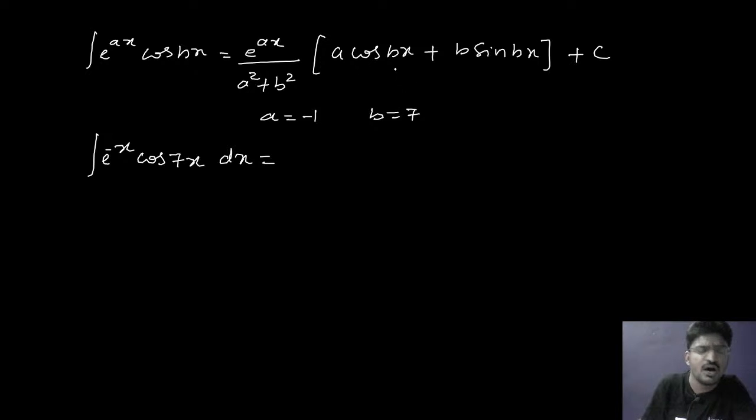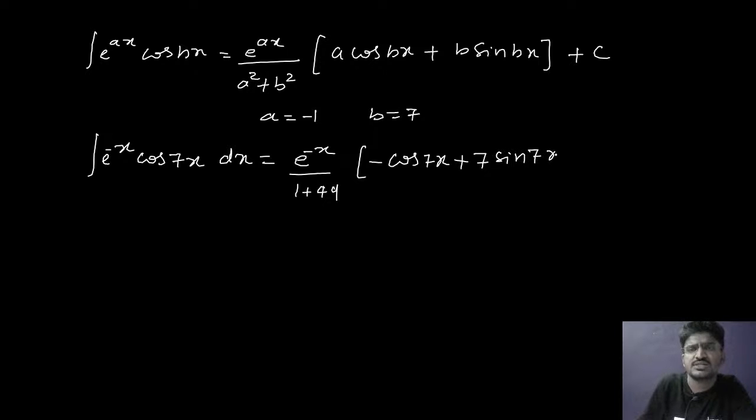See the formula I have written here. According to that, let us solve it. It will be e raised to minus x divided by, a value is minus 1, b value is 7, minus 1 square will be 1 plus 7 square is 49, into a value minus 1 times cos 7x plus 7 sin 7x, plus c. So this will be the answer. 1 plus 49 is 50.